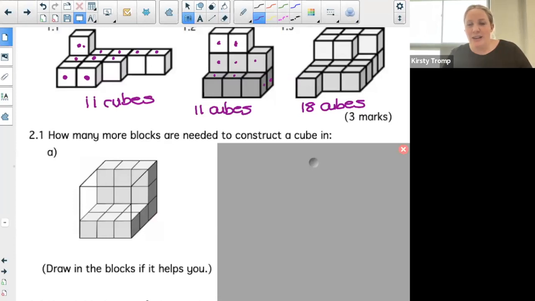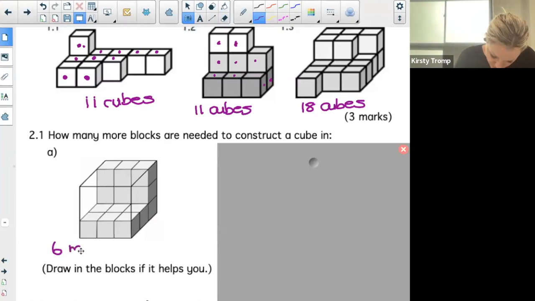Right, let's go with Lungi. Hi, Lungi. Hi, ma'am. How are you? Fine, thank you, ma'am. Good. Lungi, talk to me. How many more blocks do we need to put into this cube? We need 6 more blocks. Awesome. Well done. 6 more blocks.